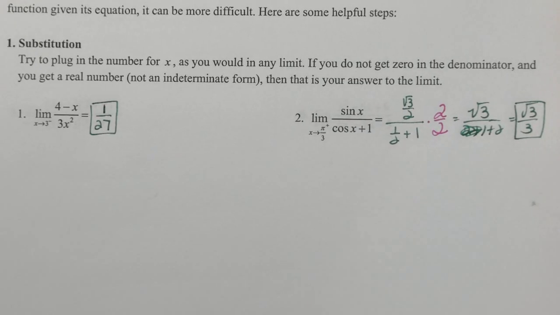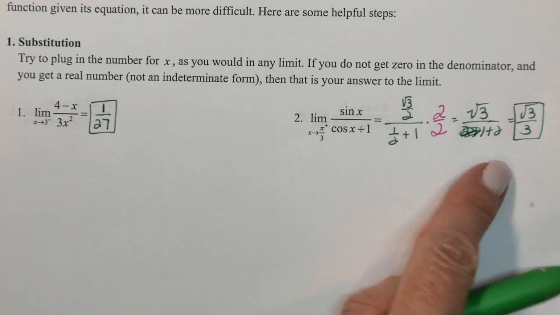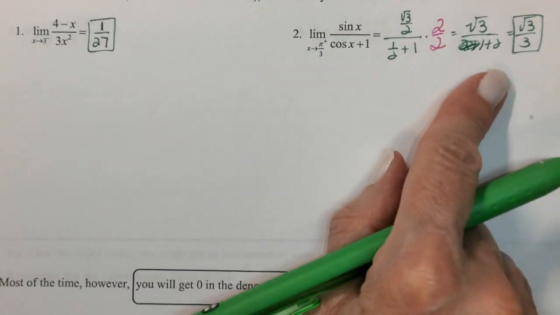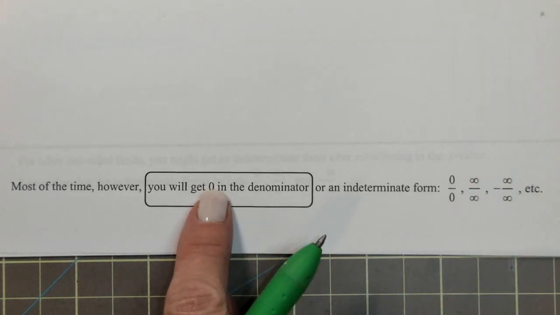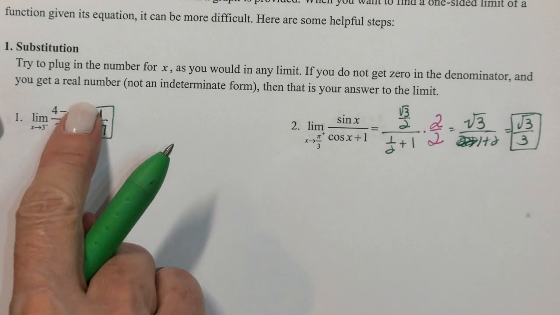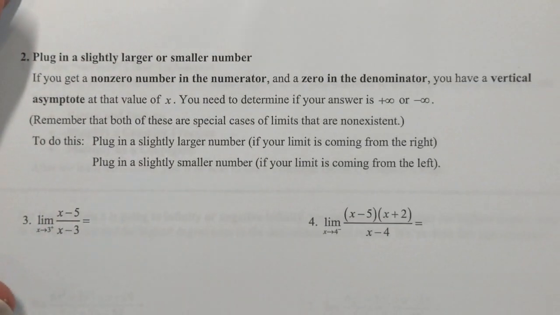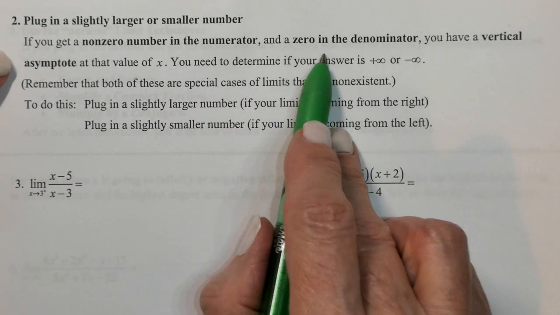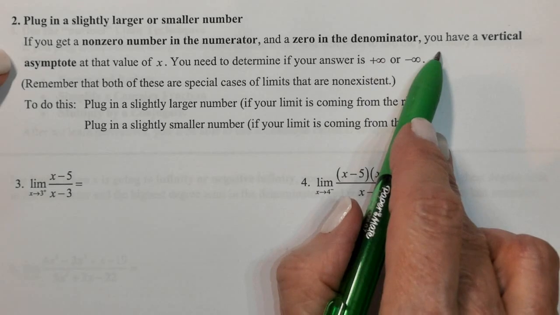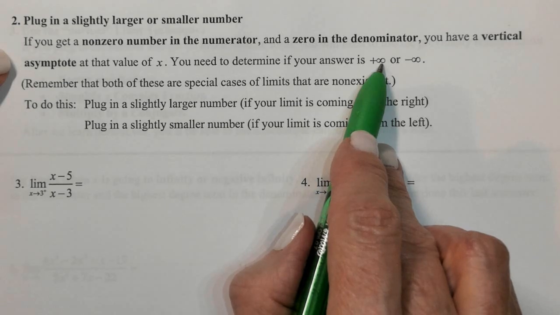Most of the time, when you have a one-sided limit and you're given an equation, you're not going to just get a number like this. Most of the time you're going to get an indeterminate thing. Namely, you're going to get a number on top and 0 in the denominator. And how do we handle that? If you get a non-zero number in the numerator and a 0 in the denominator, you've got a vertical asymptote. So you need to determine if your answer is infinity or negative infinity.